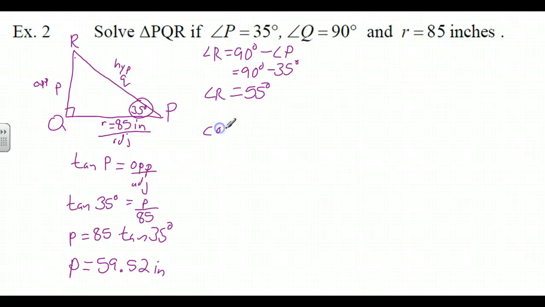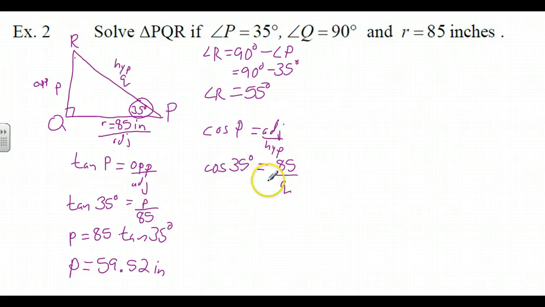It's the cosine ratio then. So cos of P is adjacent over hypotenuse. Okay, so we have two pieces of information, right? We have angle P, we have the adjacent side. Given those two, we can solve for the third. So cos 35 degrees is adjacent, which is 85 over, in this case, little q.